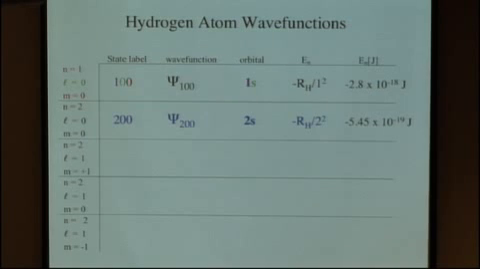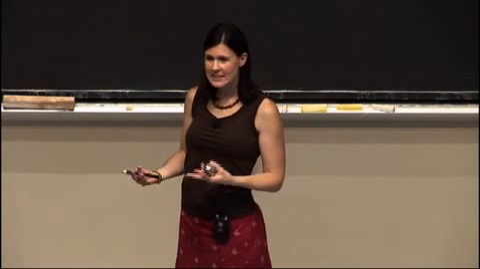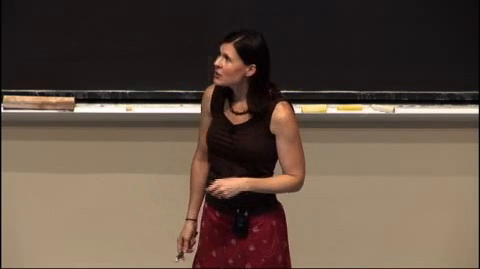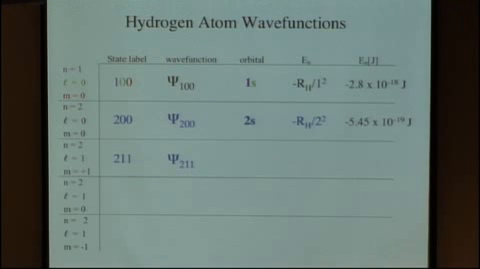We can also figure out the energy of this orbital here, and the energy is equal to the negative of the Rydberg constant, now divided by 2 squared. So we can go on and do this for any orbital or any state function that we would like to. So for example, if we talk about the 211 state label, that's just psi 211. What in this case would be our orbital?